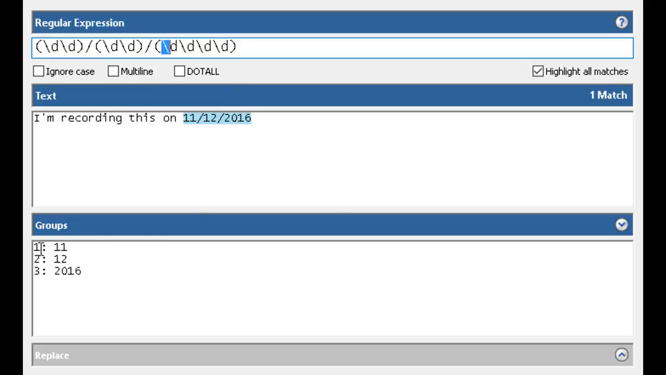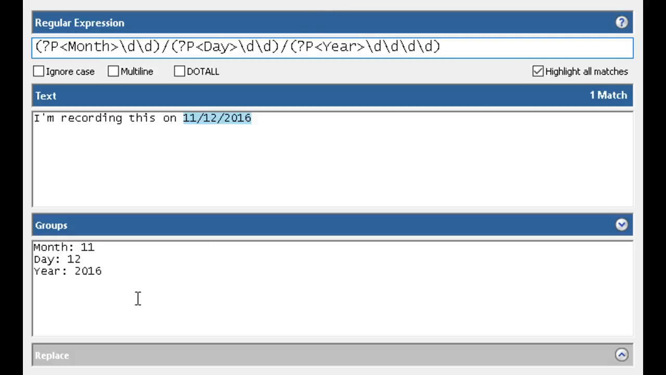But instead of saying 1, 2, 3, what I like to do is name them. You do that by saying this is going to be month, and here you put a question mark, P, and then the angle brackets, and in between you put what you want to name it: month, day, and year. Now it's easier, because I can programmatically reference month instead of trying to remember whether it was the first, second, or third one.